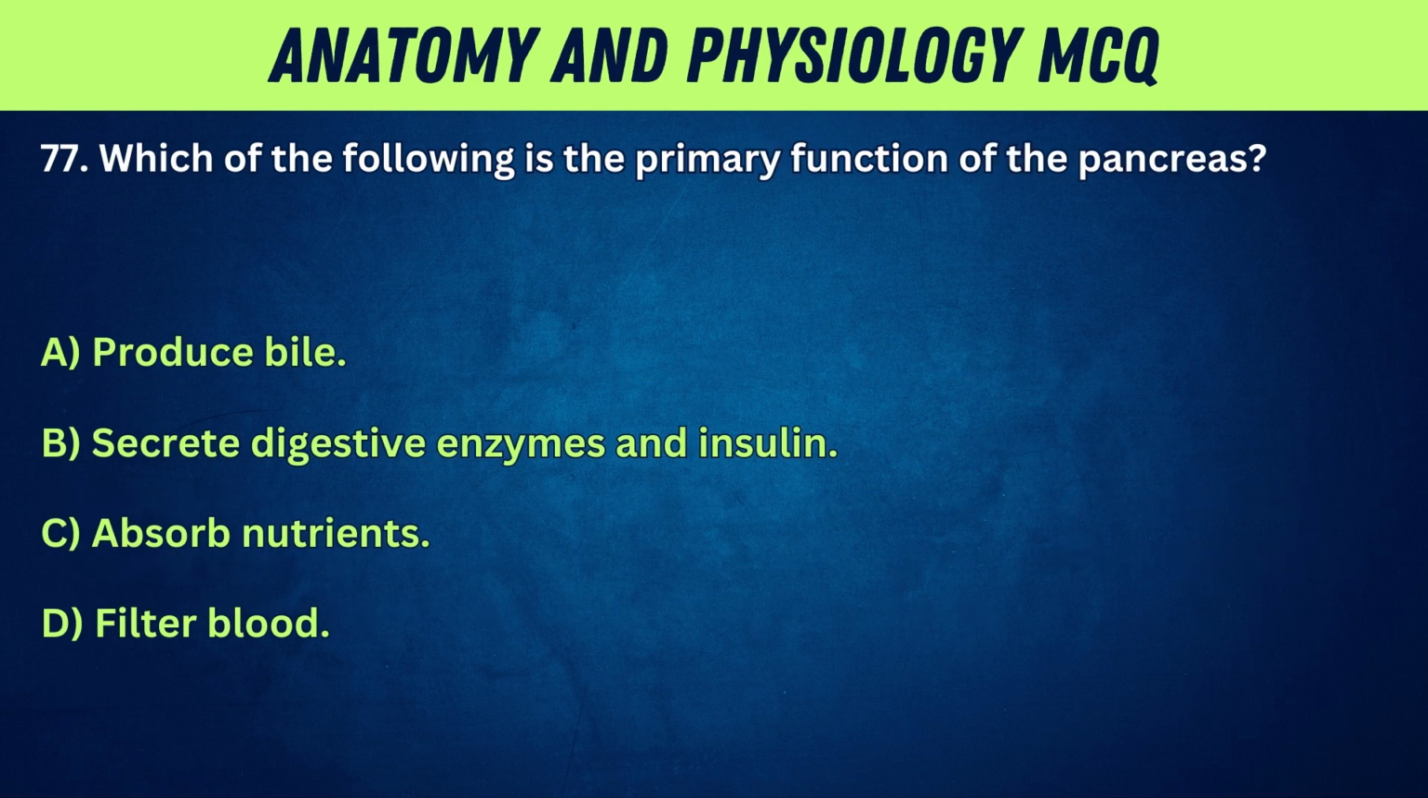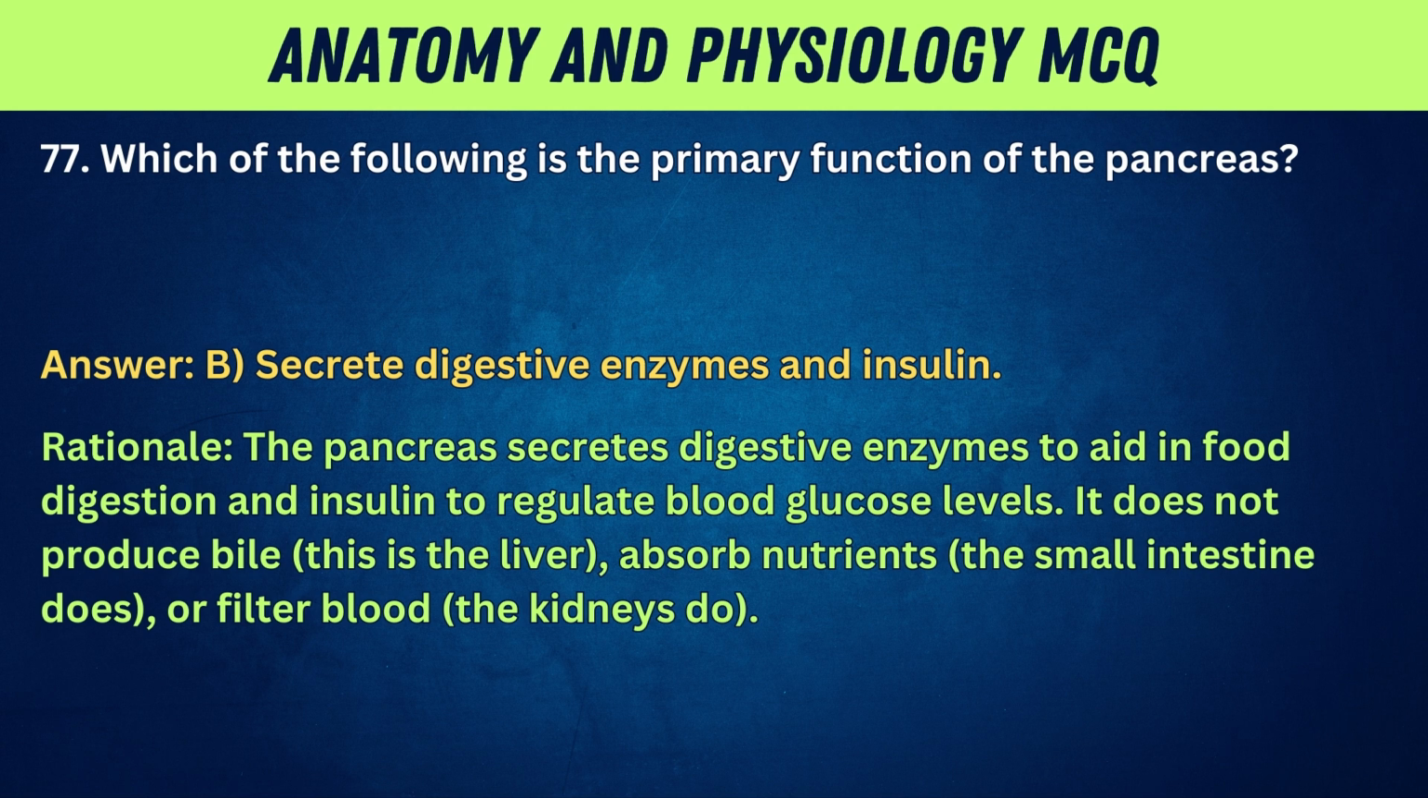77. Which of the following is the primary function of the pancreas? A. Produce bile. B. Secrete digestive enzymes and insulin. C. Absorb nutrients. D. Filter blood. Answer: B. Secrete digestive enzymes and insulin. Rationale: the pancreas secretes digestive enzymes to aid in food digestion and insulin to regulate blood glucose levels. It does not produce bile, this is the liver. Absorbing nutrients is done by the small intestine, and filtering blood by the kidneys.